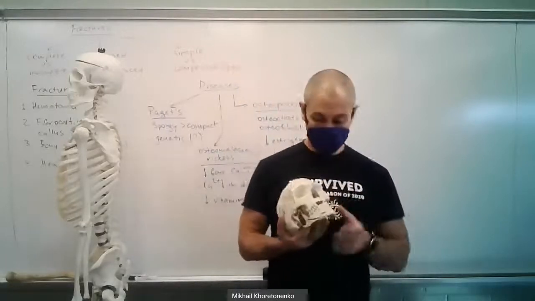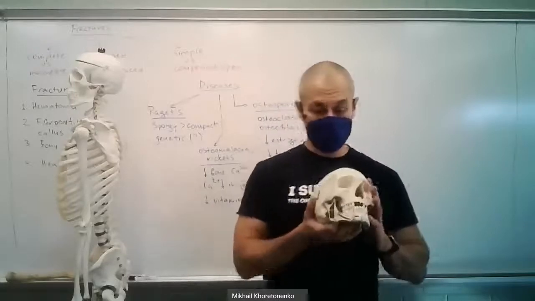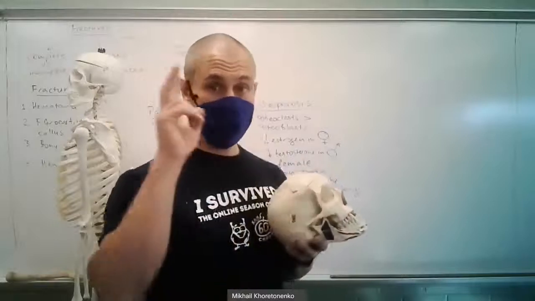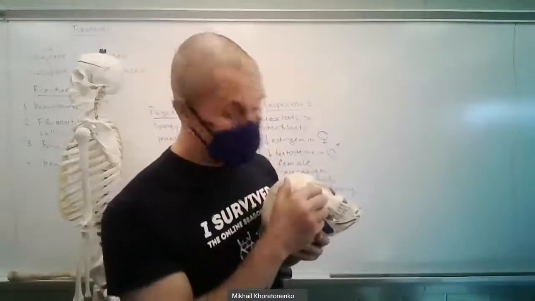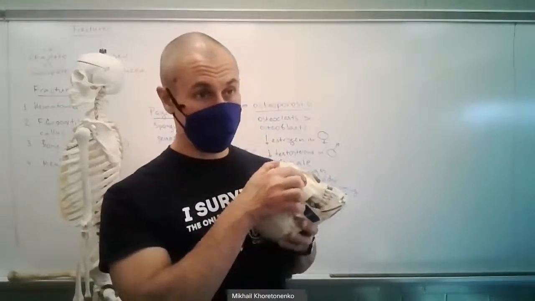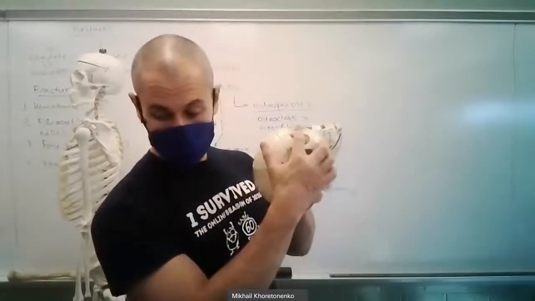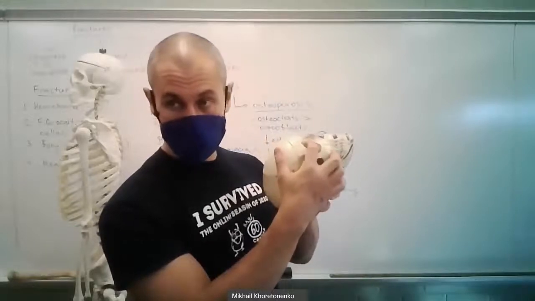Those are zygomatic bones. Now, if you look at the side of the nose, basically at the corner of the eye, you can see the bone with a little opening that goes downwards. Okay? It's right here.